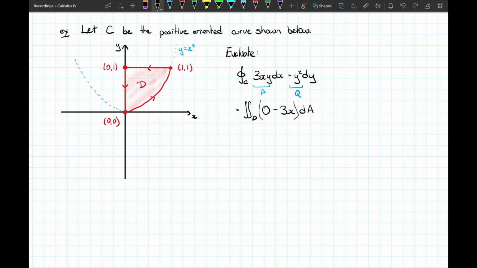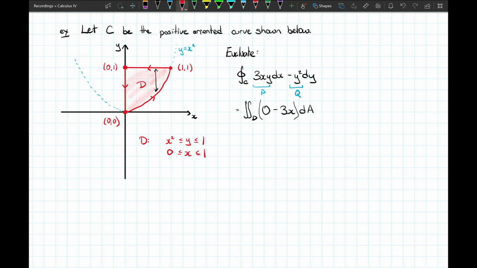And that means that we need to come up with boundaries. Let's treat this as a type 1 region, since it's fairly straightforward to see the boundaries on y just go from y equals x squared up to y equals 1. And we can see that that is true for all values of x from x equals 0 to 1. So it makes it a nice, simple type 1 region.